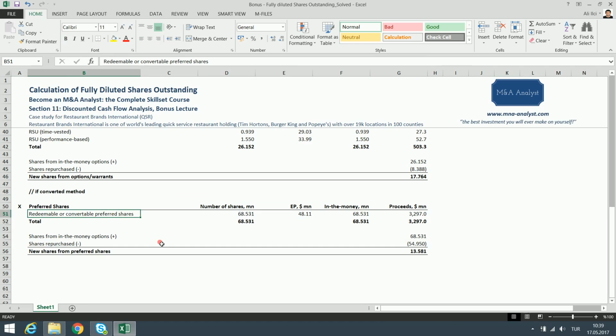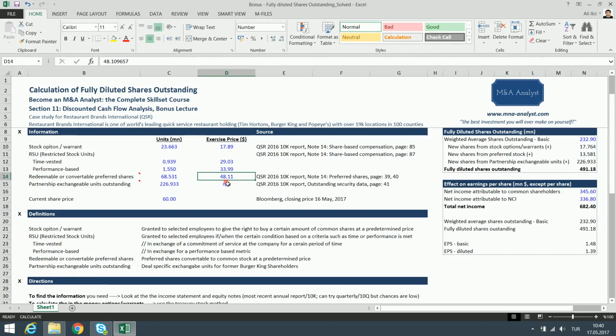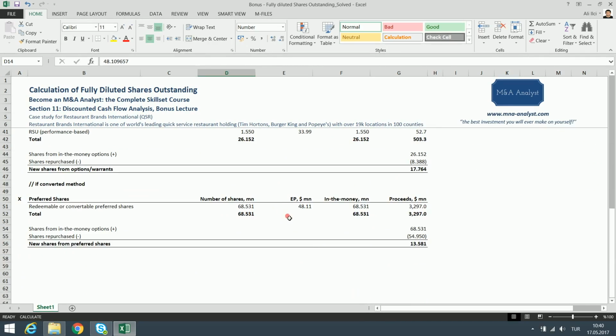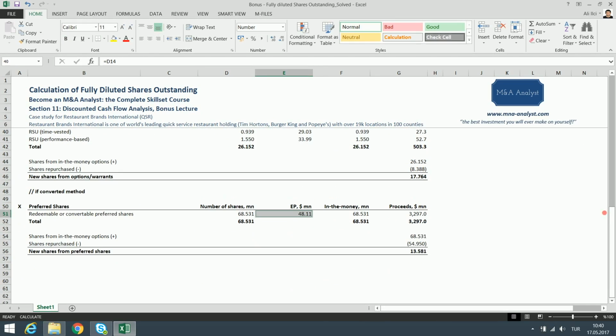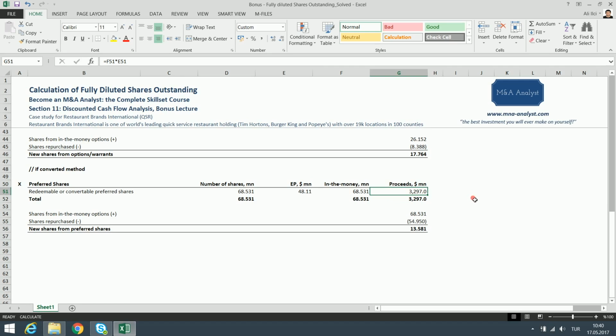Warren Buffett's convertible preferred shares, 68.5 million, with the redemption price of $48. These are also linked here to our source. And for the in the money options, we know they are in the money because this redemption price is below the $60 current share price. So, let's check the proceeds. The proceeds can also be found. This is available in the financial statements of the company.